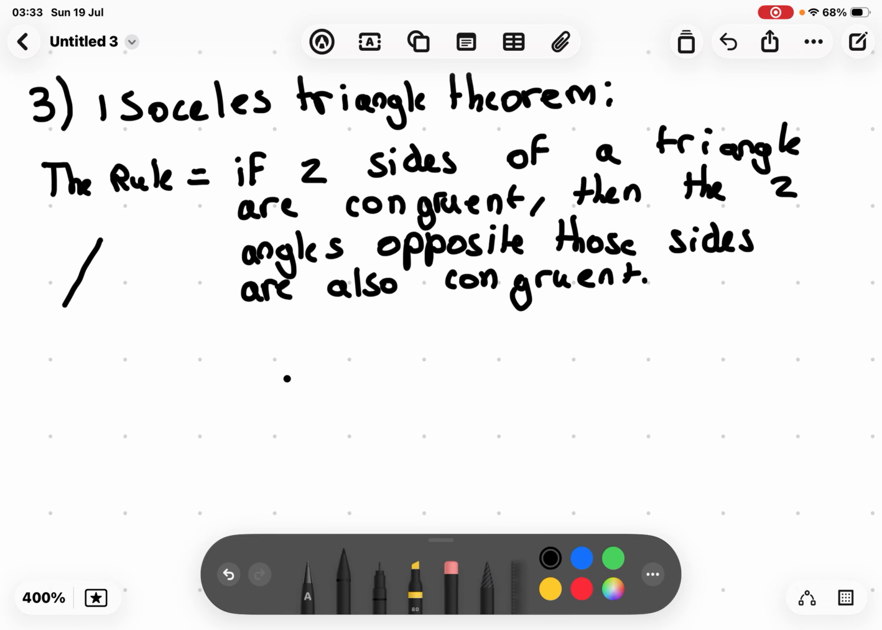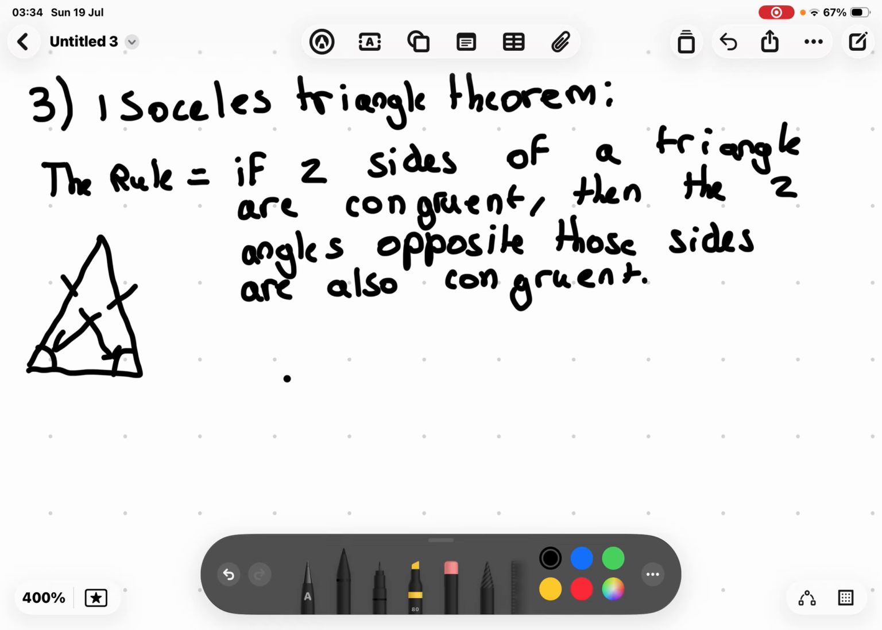So let's say these lines mean these sides are the same. They have the same length, right? And so these angles will be the same to each other. They'll be equal.